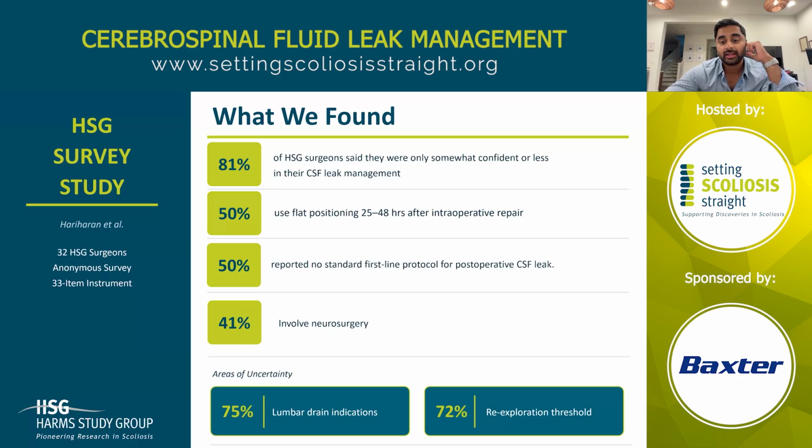And half reported no standard guideline on postoperative leak management, and only 41% routinely involved surgery. A vast majority of them, about 3/4, had difficulties in areas of uncertainty of lumbar drain usage and re-exploration thresholds. So I think tonight's faculty is really going to address all of these, and without further ado, let's get started.